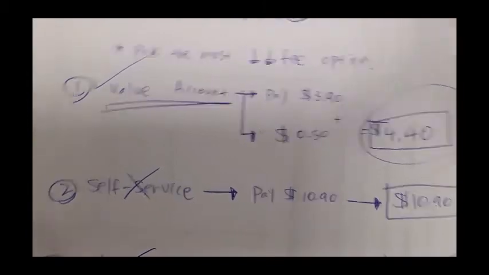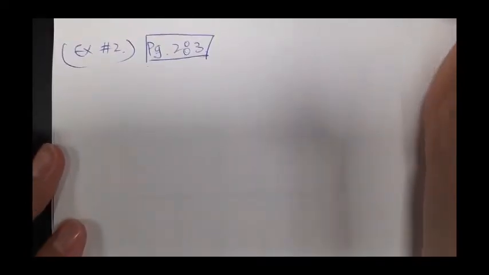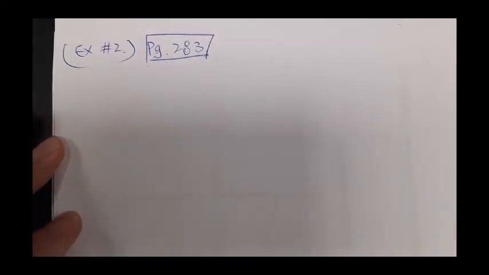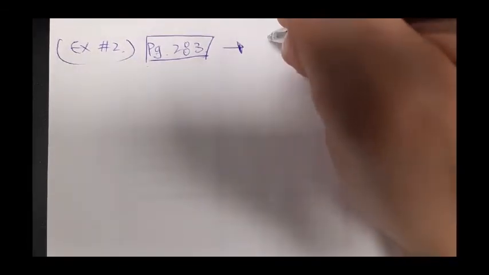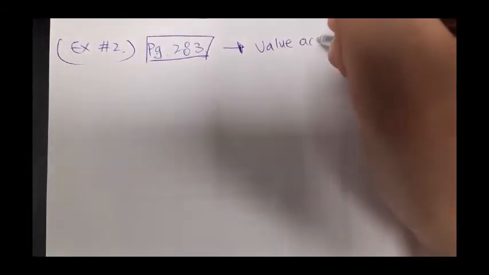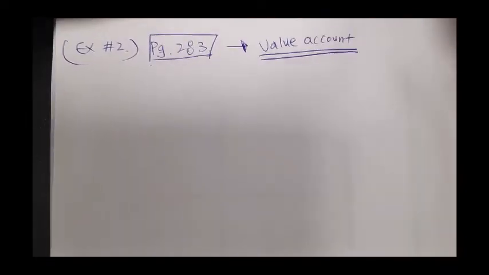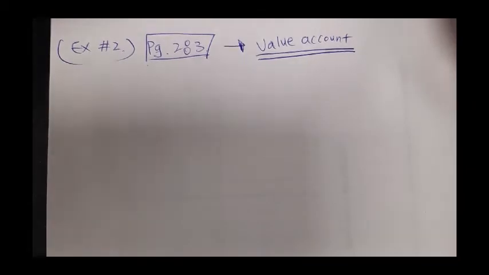Now, let's do a different type of example. I want you to go to example number 2 on workbook page 283. Page 283. The question shows that the following is Onani's accounting of his transactions for the past month, and he has a value account. So first things first, we're still referring to the table, but we are solely talking about the value account. If you guys remember, the value account was the very first one, with the monthly fee of $3.90.